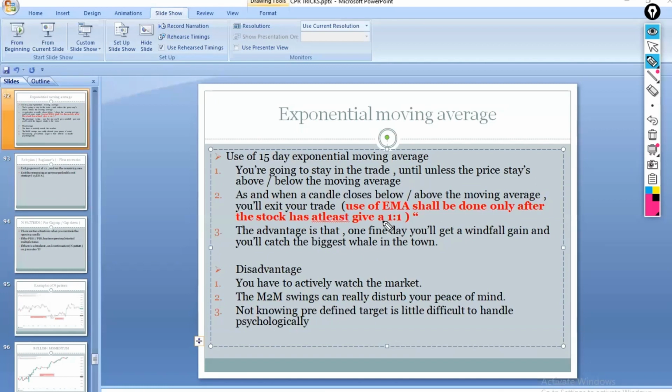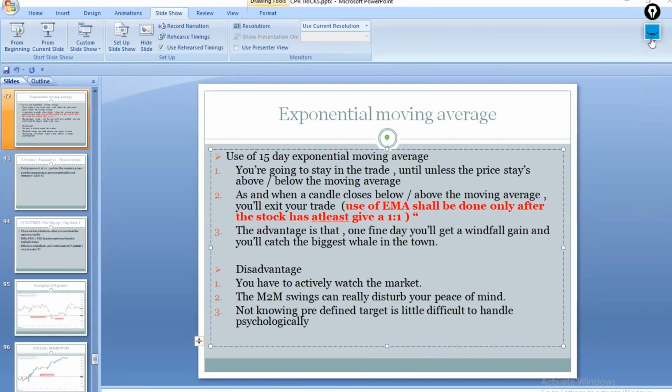The advantage is that one fine day you will get a windfall gain and you will catch the biggest profit in the town. The only disadvantage is that you have to actively watch the market. The M2M swings, right? When the market is moving, the profits will just keep going up, then coming down, again going up. So this can have an impact on your trading psychology. And not knowing a predefined target is a little difficult to handle in the beginning as a trader. But anyway, it's an easy way to trade.